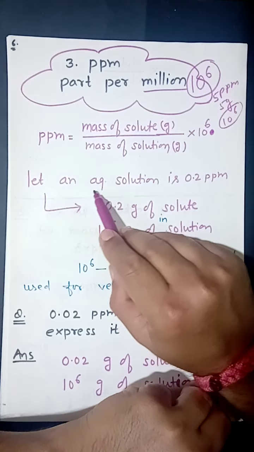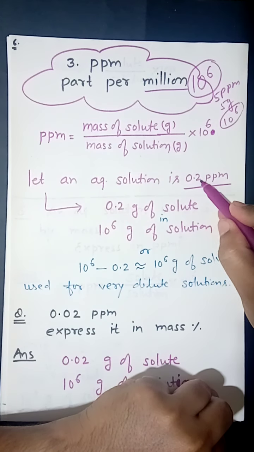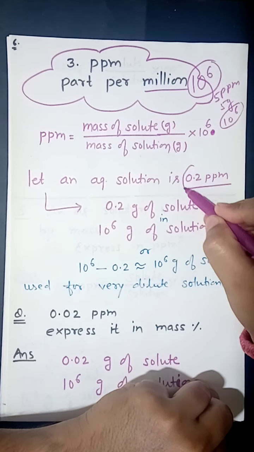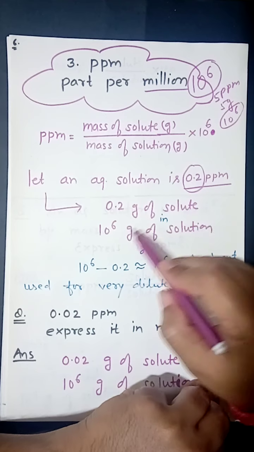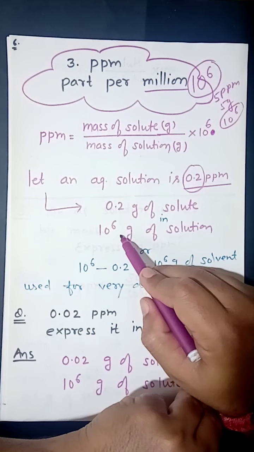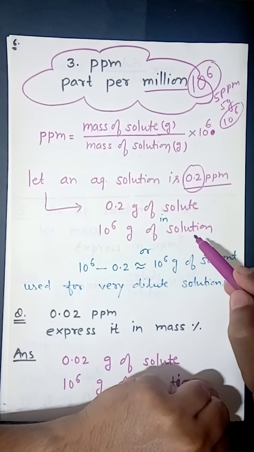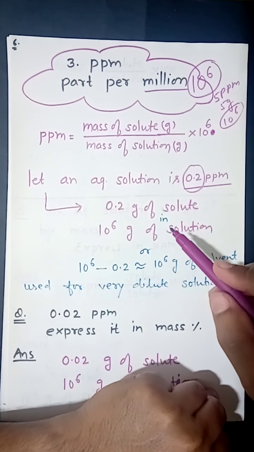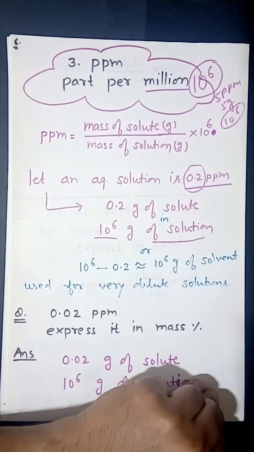Another example, let an aqueous solution be 0.2 ppm. 0.2 ppm means 0.2 gram of solute in 10 raised to power 6 gram of solution. So percent means the solution is always 100, and per million means the solution is always 10 raised to power 6.